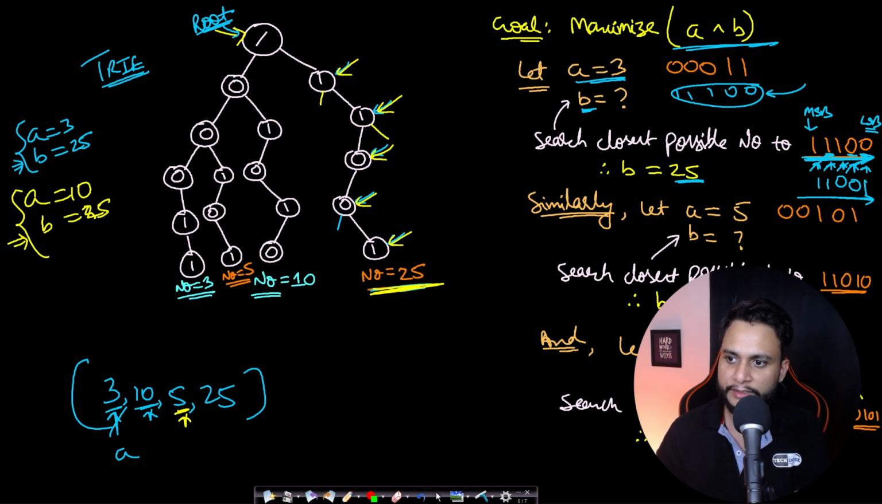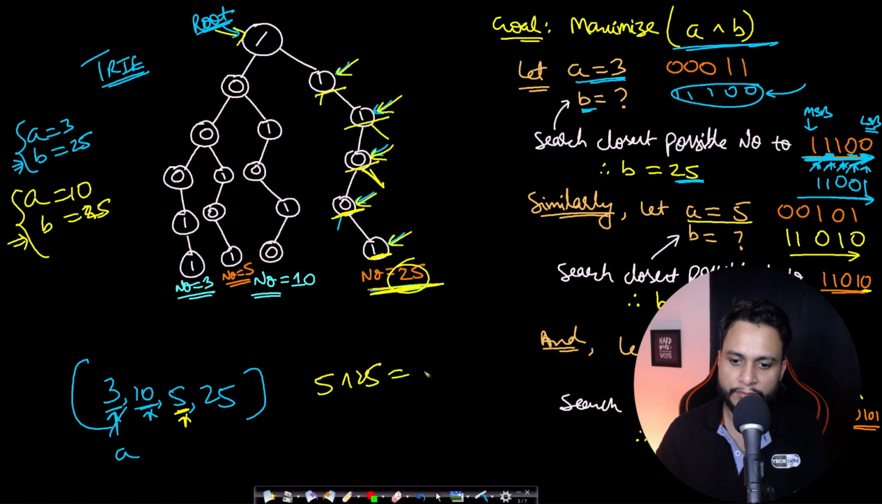So I have already written here, for A equals 5, we need to search for 1, 1, 0, 1, 0. If you try searching for it, then you will get 1, 1, 0. From here you do not have a 1, so you will end up with another 0. And then from here you want to move to 0, but you don't have it, so you will end up with this 1. So your answer will be 25. So 5 XOR 25 will give you a XOR value of 28, which will be the maximum.